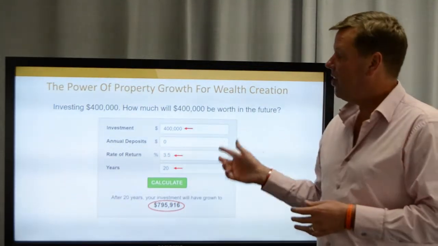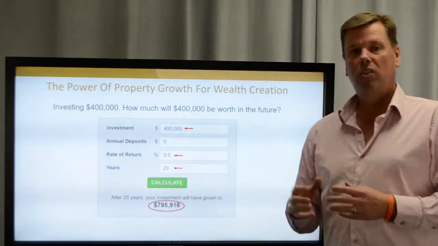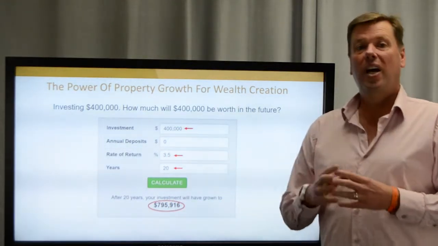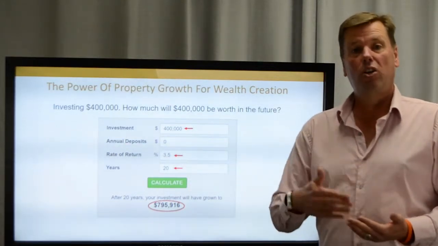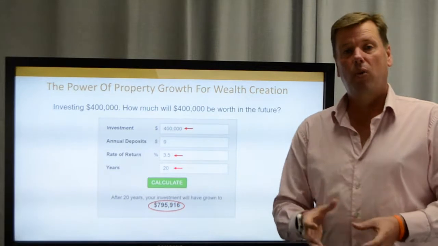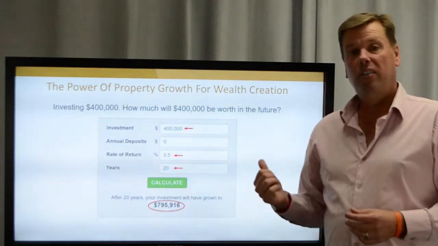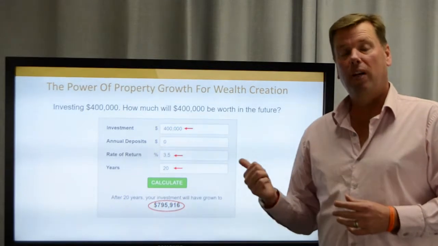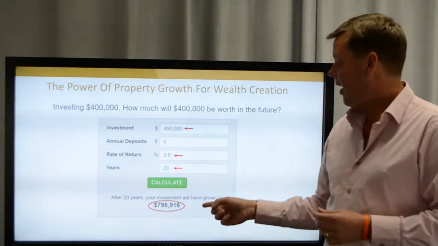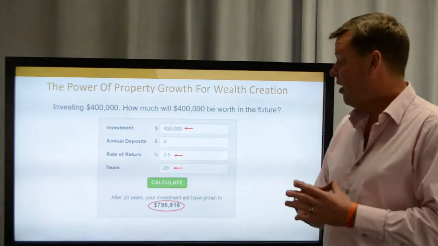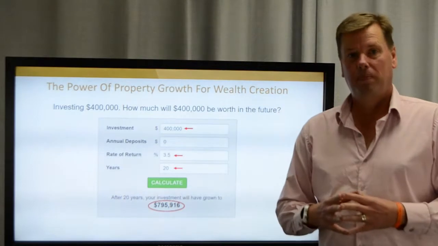So what we've done in this example here is, with a $400,000 property, we've been quite conservative and actually used 3.5% as our year-on-year growth rate to just show you what can happen with holding a property and allowing for the returns to come. So in this example, 3.5% on a $400,000 property over a 20-year period is still gaining us $395,916 over a 20-year period.